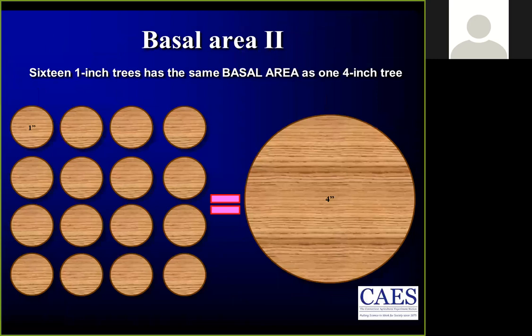The other thing to think about, because of plain simple geometry, is that it takes 16 one-inch trees to have the same basal area as one four-inch diameter tree. So the biomass of a four-inch tree is roughly the same as 16 one-inch trees.